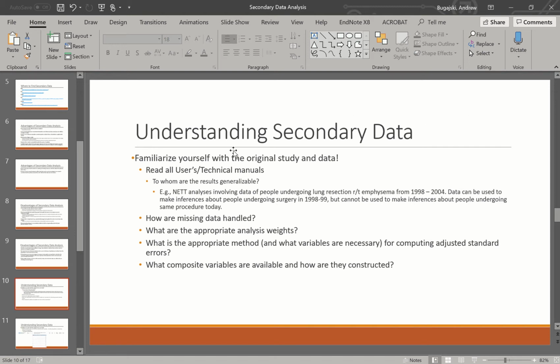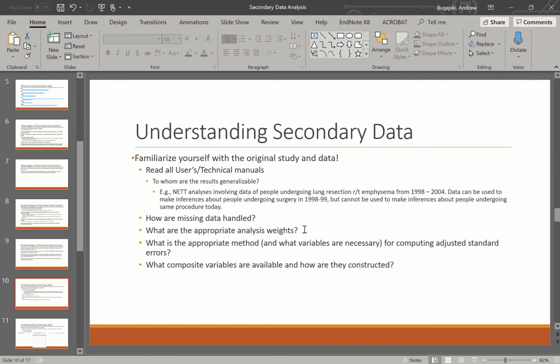So, the first part is to always familiarize yourself with the original study data. Use the technical manuals, the user manuals, read them. Sometimes they're hundreds of pages long, but it's critical to know where your data comes from. It's important to know who the results are generalizable to.